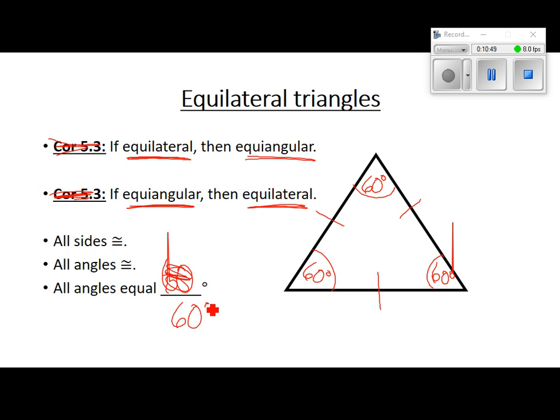What I want you to do is the packet. It's laying up on the table where normally you pick up your notes. It deals with all this stuff, a lot with triangles.